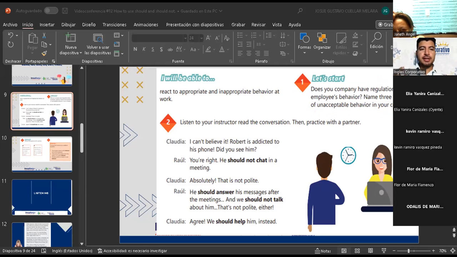In every company, they have rules. Tienen como reglas, okay? O un reglamento. So that's why every employee has to follow those rules. Tienen que seguir esas reglas. Otherwise, you can be fired, you know? Pueden despedir. It depends on every case because there are some customers or clients that are really difficult, like clientes tan difíciles, but you mention unacceptable behavior in your company, algo que no puede ser aceptado, okay, en el trabajo.